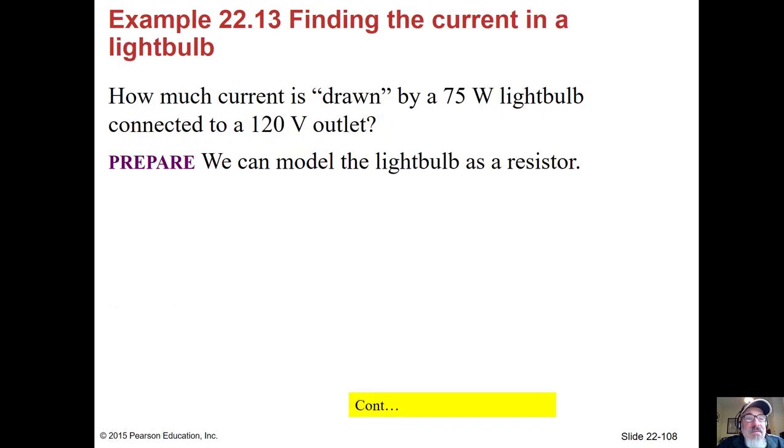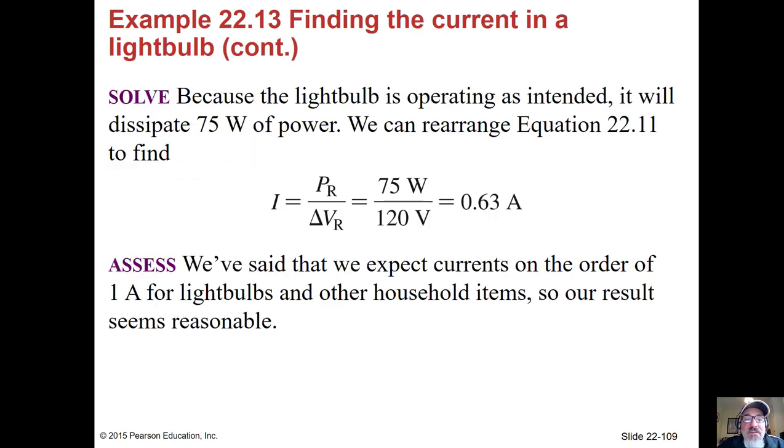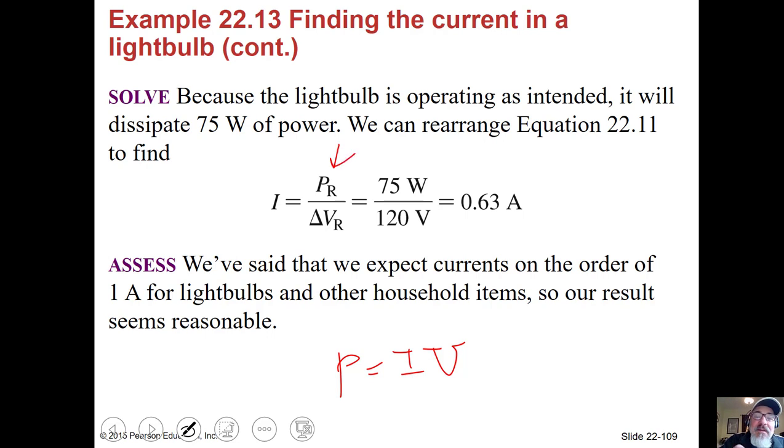So let's take a look at another example here. How much current is drawn by a 75 watt bulb? That is power, right, because of the units. 120 volts. We can model the light bulb as a resistor. So we know the voltage, we know the power, and we're trying to figure out the current. This is a more straightforward way of applying this. Power is current times voltage. Just put the numbers in and solve for the current. That's what's being done here, and we can get the current that way because the voltage is given. Okay, so 0.63 amps, quite a bit different than a car starter.